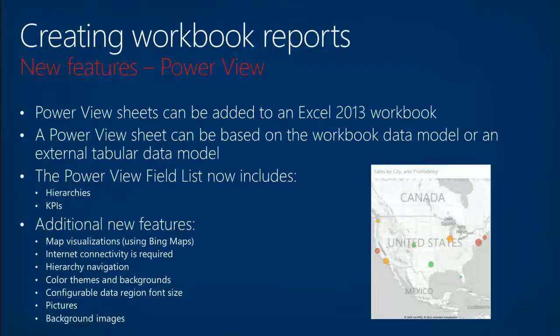The PowerView field list now includes hierarchies and KPIs. And there are additional new features like map visualizations that will require internet connectivity, and you'll end up with the potential to visualize your data geographically. So by the way, to exploit this, there are categorizations. I showed you the auto-categorization for state or province. You can also have numeric columns of longitude and latitude, and you can categorize those, and that way it can then plot on a map according to those explicit coordinates.